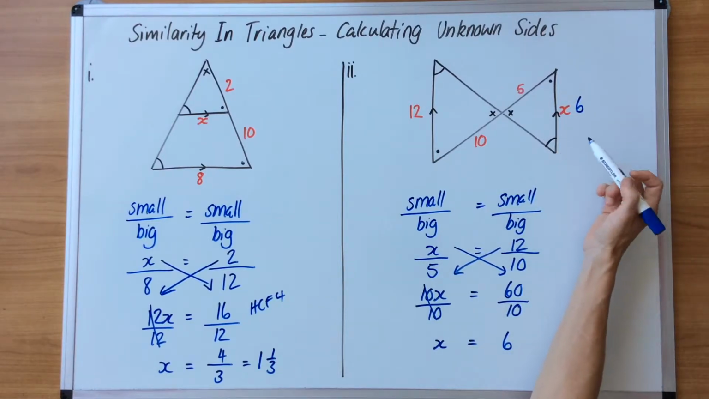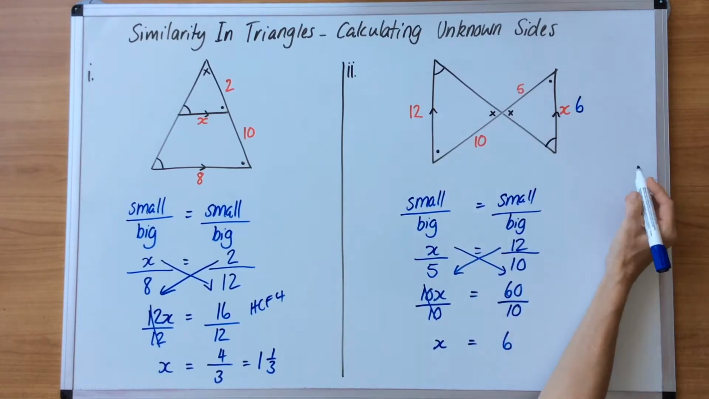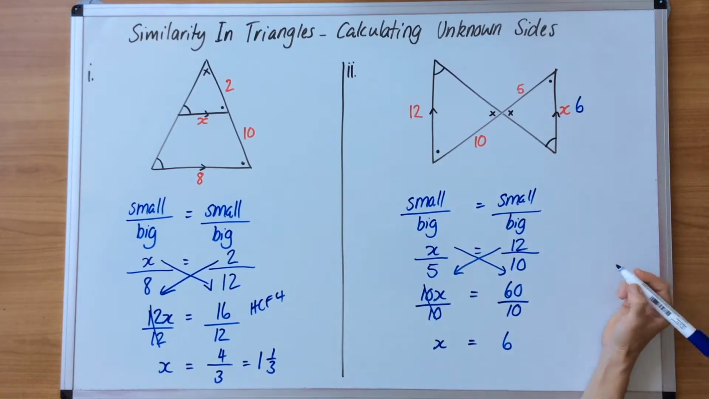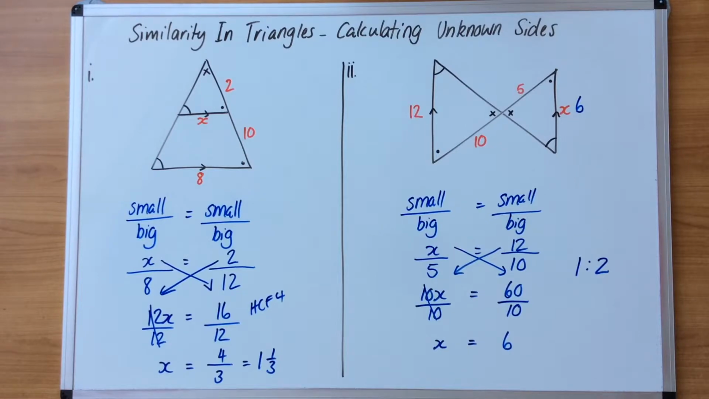So if you look at this ratio, you can see 5 is half of 10 and 6 is half of 12. So if we were to write a ratio, the small triangle is 1:2 because this is double the size of the small triangle.